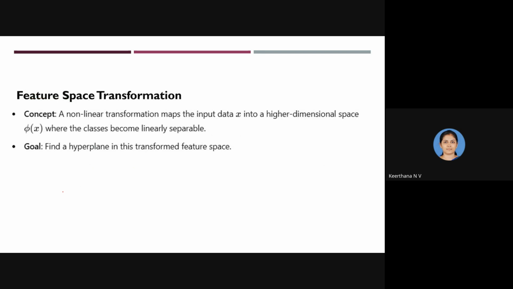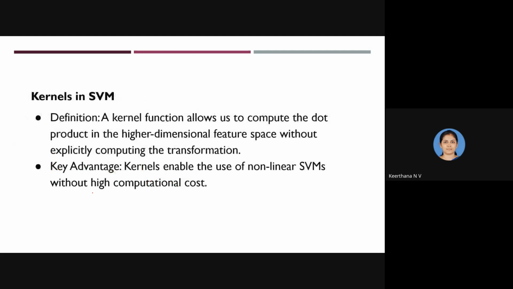So the next thing is feature space transformation. This is the concept behind it: feature mapping. The feature mapping is represented as phi of x. The goal is to find the hyperplane in the transformed feature space.